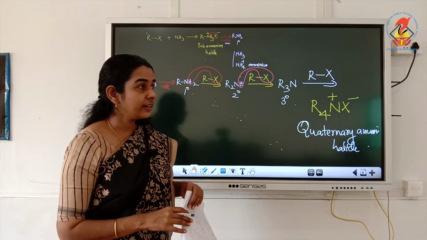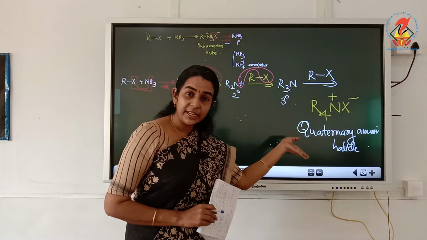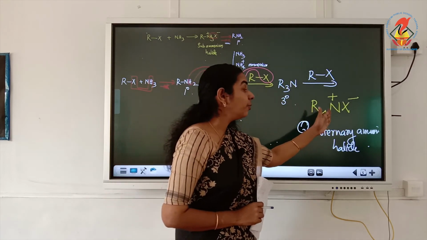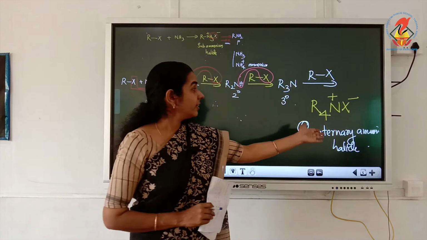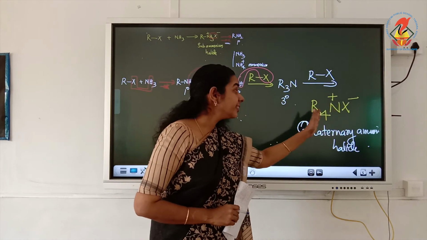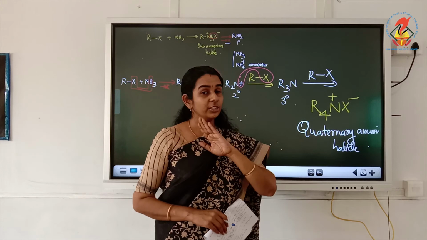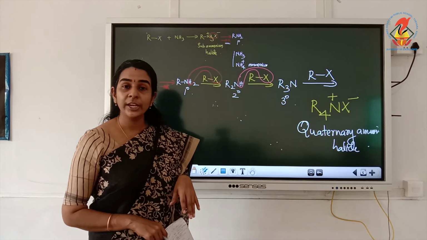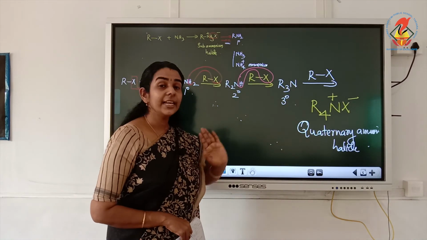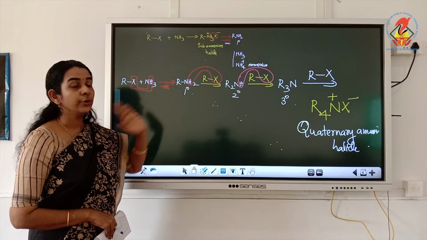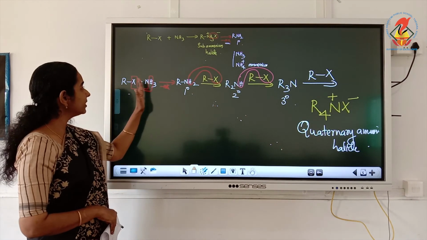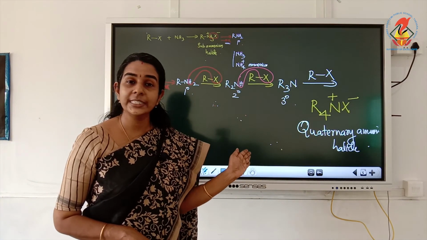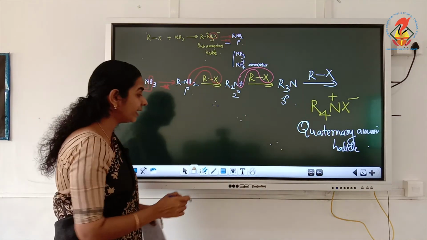Why is it known as quaternary? If it is NH2, it will be primary. If it is NH, it will be secondary. If it is N, it will be tertiary. Now after tertiary, one more addition has taken place here. So nitrogen is surrounded by 4 alkyl groups. So it is not tertiary, it is a quaternary salt. So the name is quaternary ammonium halide. This is the last product of addition of RX to ammonia. And the first step is actually known as what? Ammonolysis. It is splitting of the C-X bond using ammonia or ethanolic ammonia.